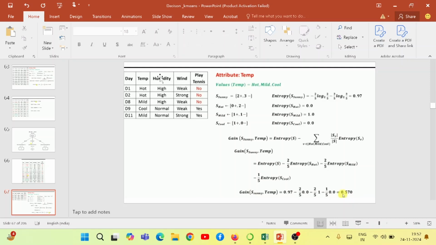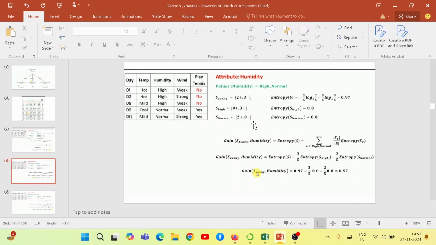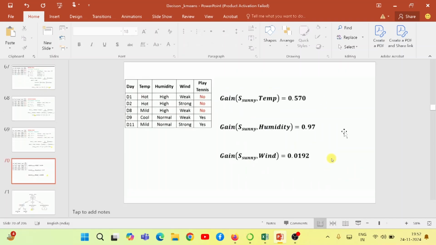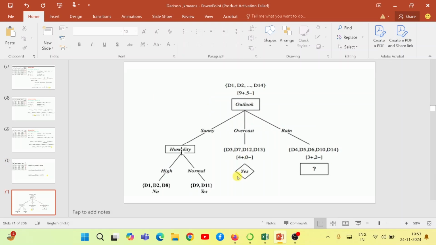Similarly, we have to check with the humidity and wind. That we have solved over here. In case of humidity, it is coming as 0.97. In case of wind, it is coming as 0.0192. Let me put it over here. You may see that out of these 3, we are getting the higher value in case of humidity. So the next node will be humidity.